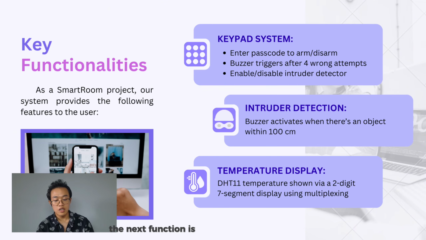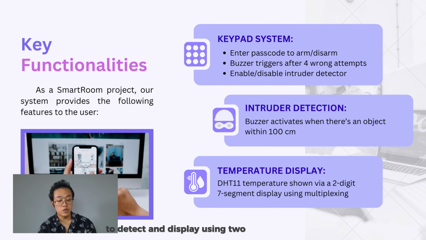The next function is the intruder detection system. We use an ultrasonic sensor which will buzz if there's an object within 100 centimeters or 1 meter of the sensor. And the last function is the temperature display, using the DHT11 temperature and humidity sensor to detect and display using two 7-segment displays.